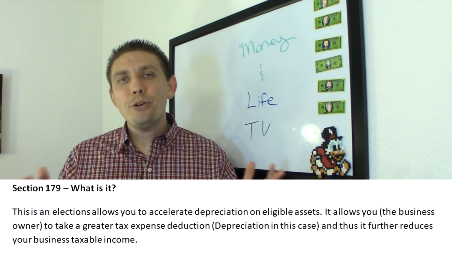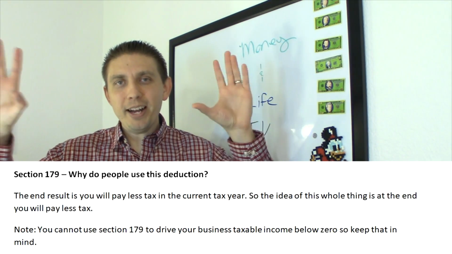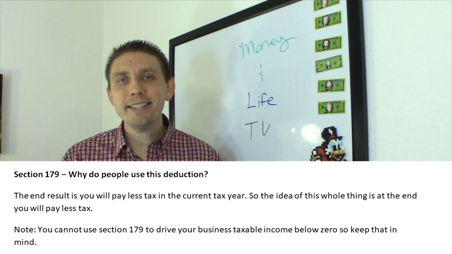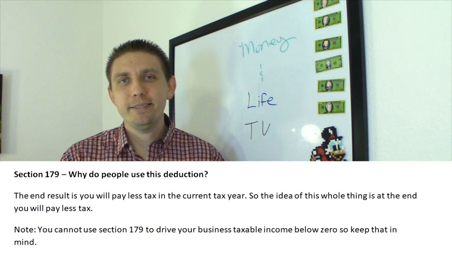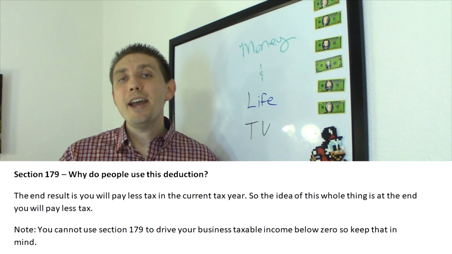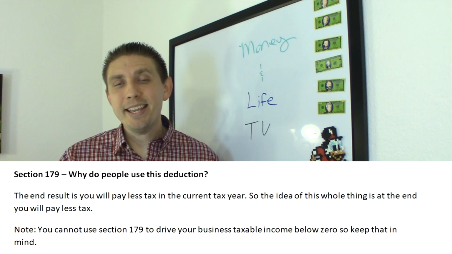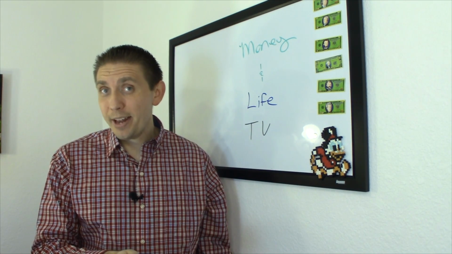So in general, the reason we're talking about 179, just big picture here guys, is so that we can reduce our taxable income and pay less tax, so we keep more money in our pocket, and that's the whole reason we're talking about this. Now I will let you guys know that you cannot use Section 179 to drive your business income into a negative number. You can only reduce it to zero, so keep that in mind.